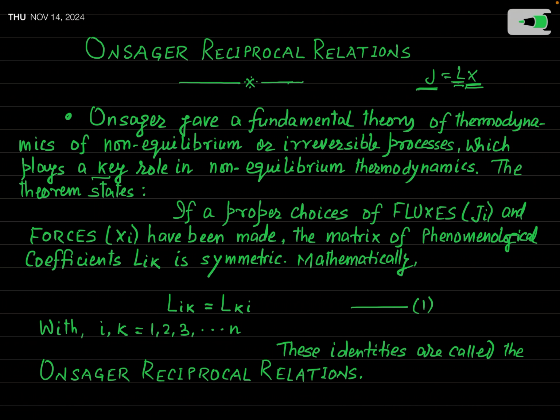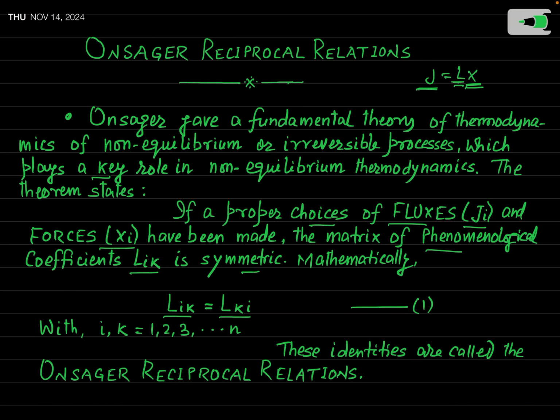Actually, as a theorem, the Onsager reciprocal relations are expressed like this. It is stated in this way: if a proper choice of fluxes, denoted by the symbol Ji, where i stands for 1, 2, 3, 4 and so on, and forces, that is generalized forces, denoted by the symbol Xi, have been made, then the matrix of phenomenological coefficients Lik is symmetric. You have learnt about this phenomenological coefficient in the previous lecture. So according to this statement, this phenomenological coefficient Lik will be equal to Lki.